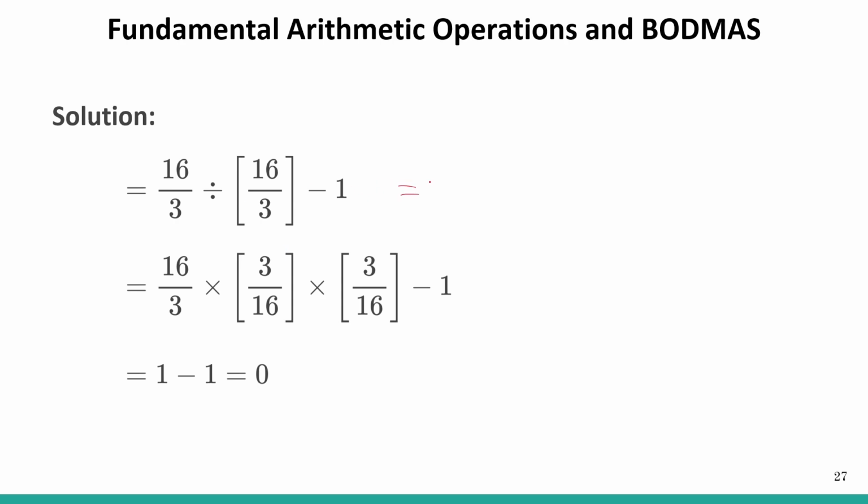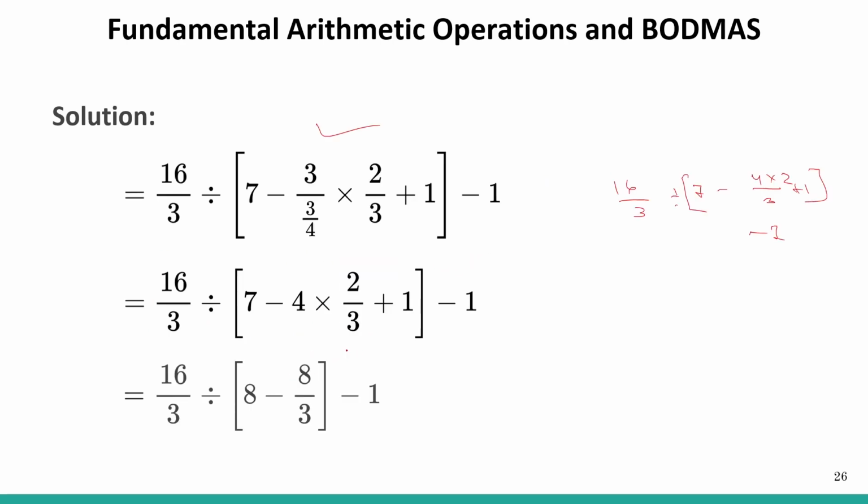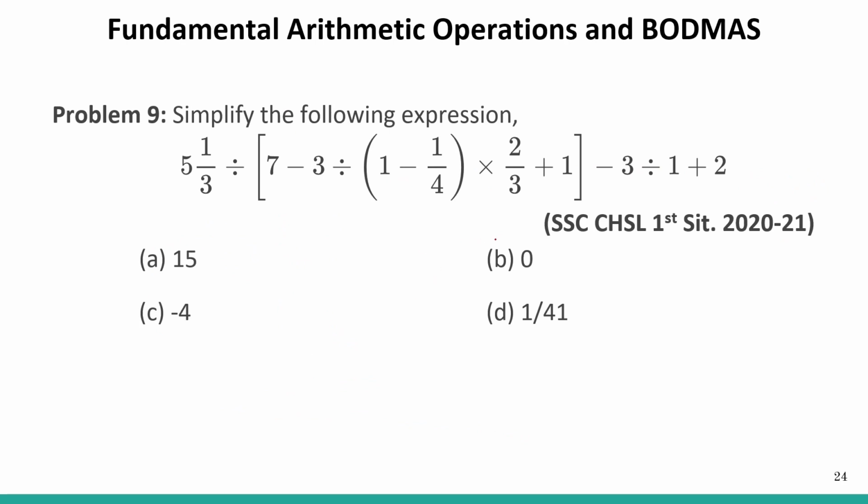So this will be equal to what? 1 minus 1 is equal to 0. This term is just unnecessary here. It shouldn't be here. So only this minus 1 is the correct step here. This is equal to 0. So 0 is the correct answer. The others are wrong answers.